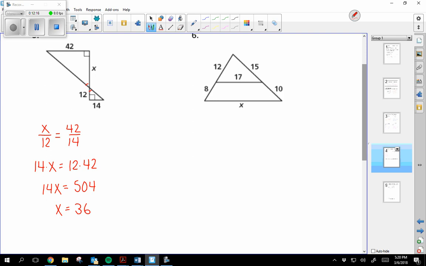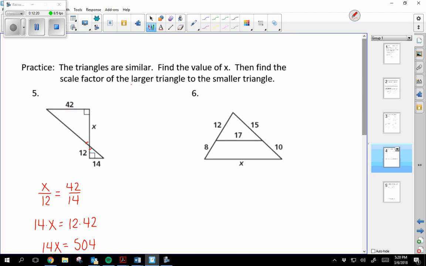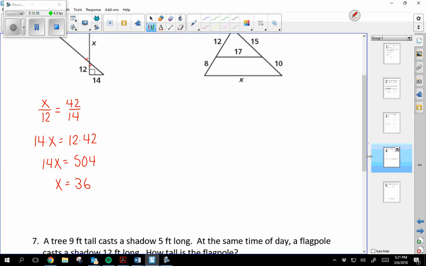It does also want us to do the scale factor, but take note that it wants the scale factor in the order larger to smaller. When it specifies the order, you have to be sure to give it in the order listed. So scale factor, and again, I'm thinking the large compared to the small.